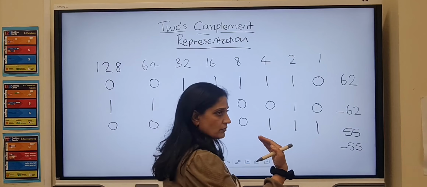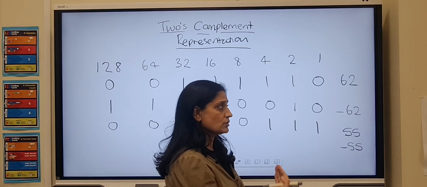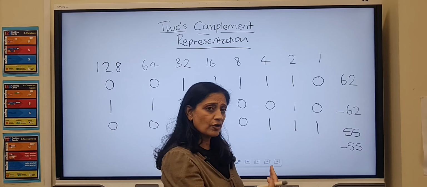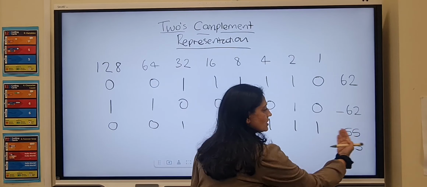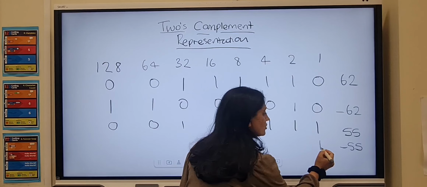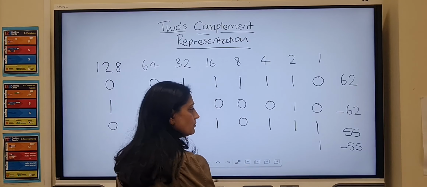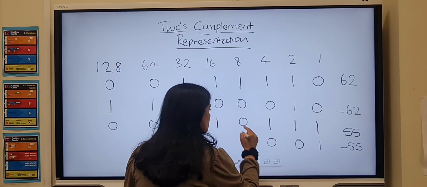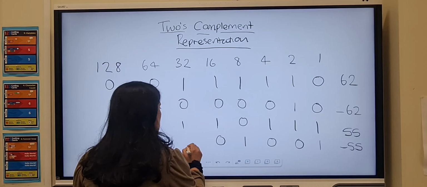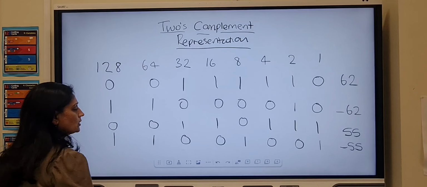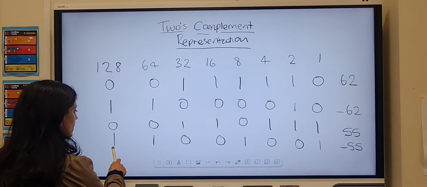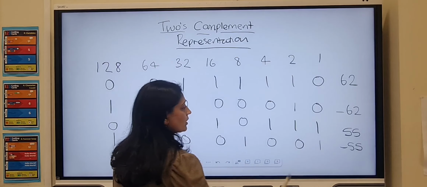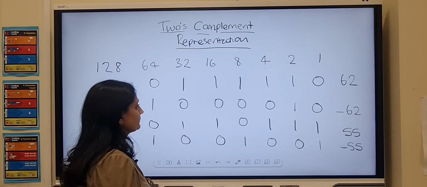So remember the rule: copy all the zeros from the right-hand side up until and including the first one. Now we don't have any zeros here, so we're going to copy the first one, and then we inverse everything else. 1 becomes 0, 1 becomes 0, 0 becomes 1, 0, 0, 1, 1. And if you check that, minus 128 plus 64 plus 8 plus 1 would give you minus 55.